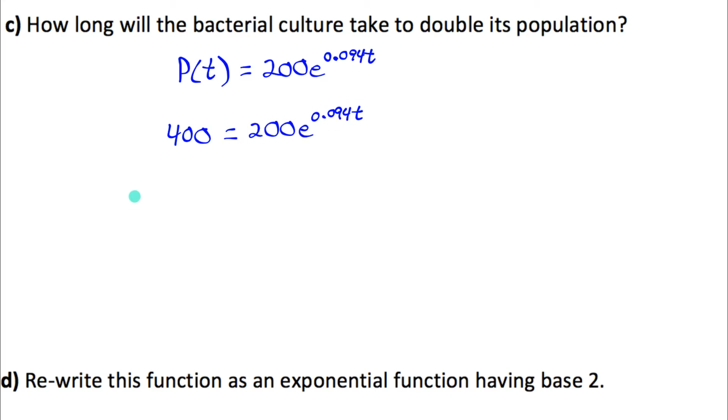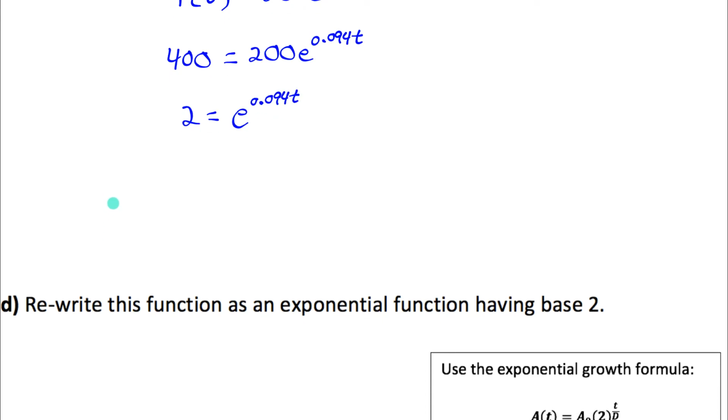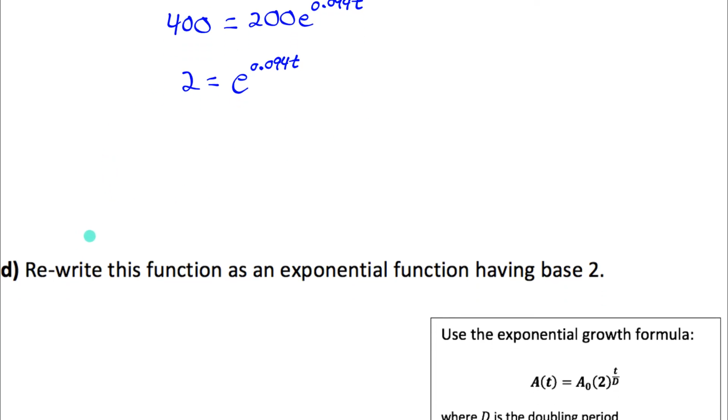My first step in this solution would be to divide both sides by 200. And that would give me 2 equals this power of e. And now since my unknown is in the exponent, if I convert this equation into logarithmic form, I'll be able to easily solve for that exponent. So in logarithmic form, this would become log base e of 2 equals the exponent.